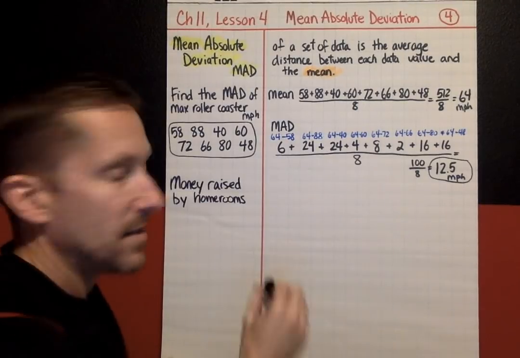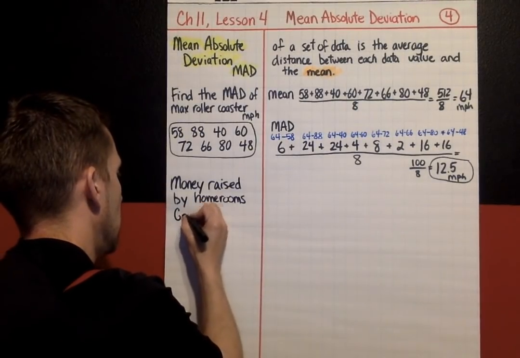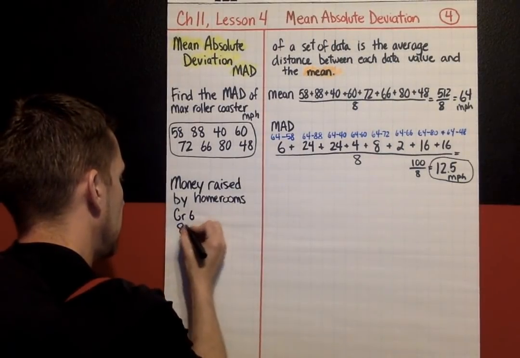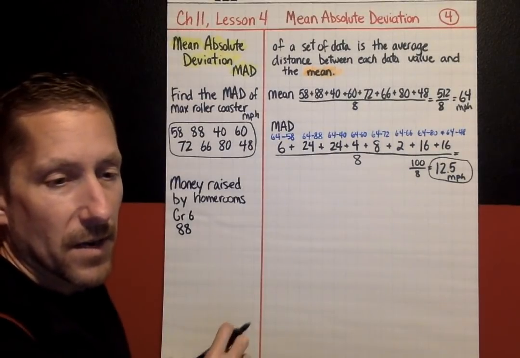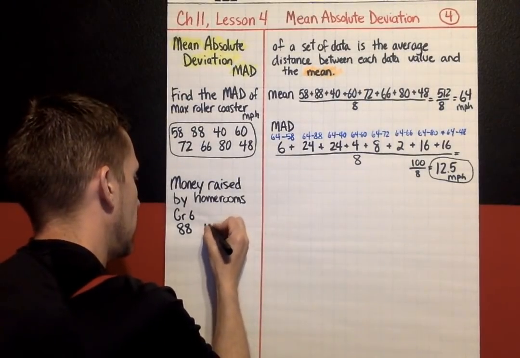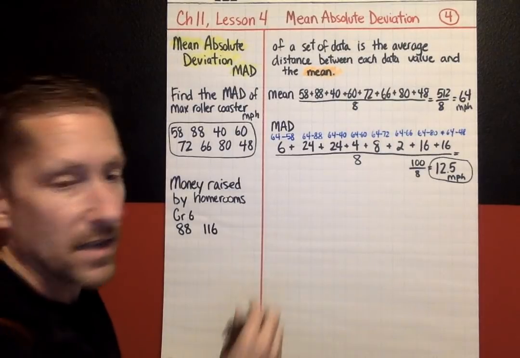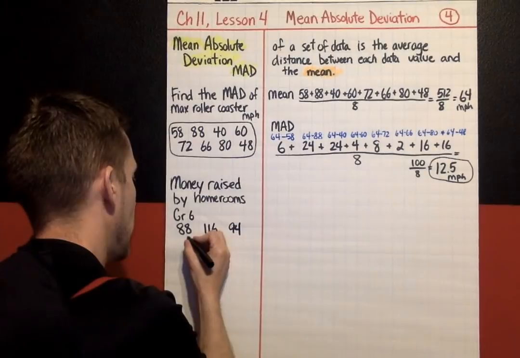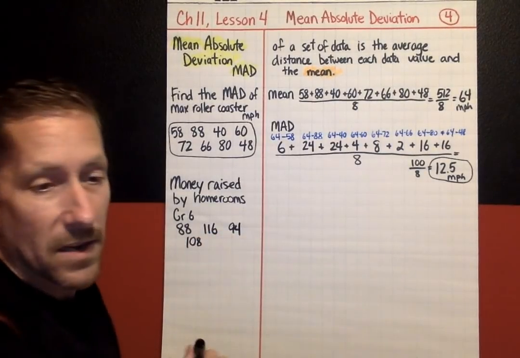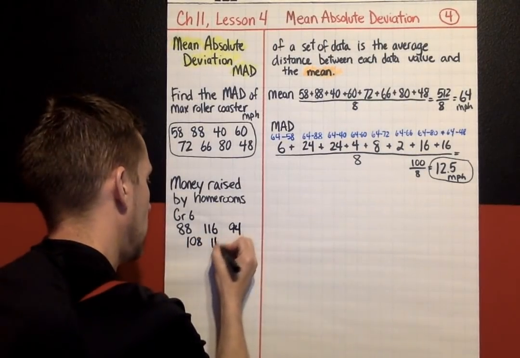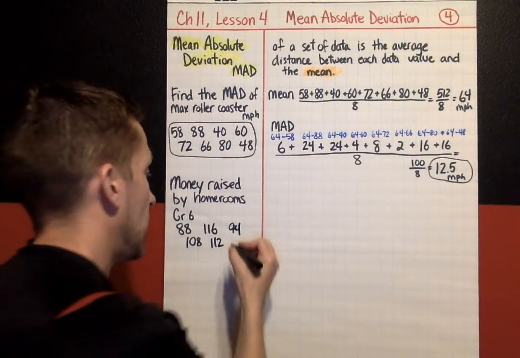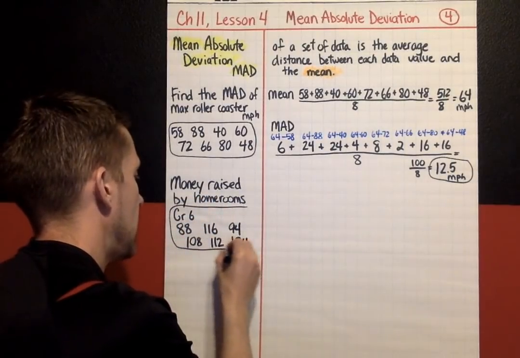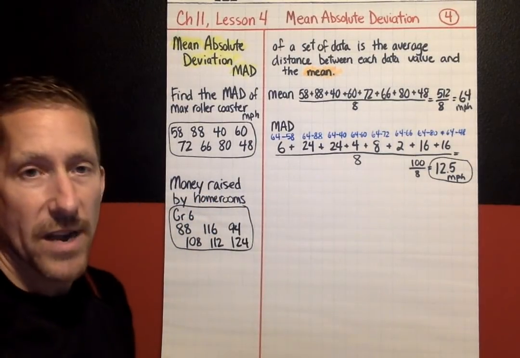And we had grade 6. And the homerooms at this middle school, the grade 6, they raised, one homeroom raised $88, another raised $116, another $94, $108 for another one, $112, and $124. So there's how much money the 6th grade homerooms raised.